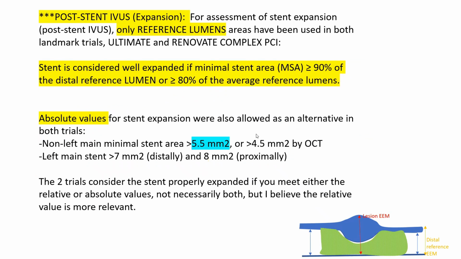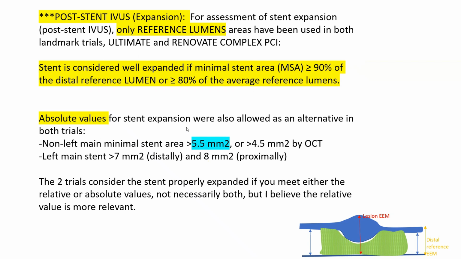Now, after we've stented, how do you assess our stent expansion? To assess stent expansion, only the reference lumen is used, not the reference external elastic membrane. So you compare your minimal stent area to the reference lumen area, not the external elastic membrane area. And we call the stent well expanded if the minimal stent area is more than 90% of the distal reference lumen area, or more than 80% of the average proximal and distal reference lumen area. So we use lumens of the references, not the external elastic membrane, on post-stent assessment.